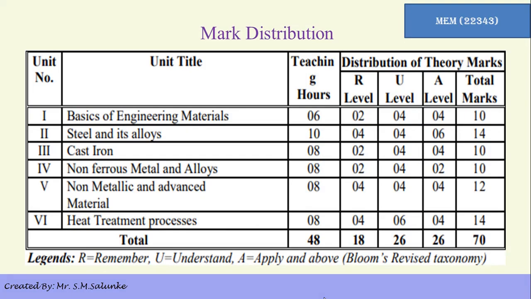Now you can understand the same thing with this marks distribution. You don't have to look into the teaching hours, just go through the distribution of theory marks. As you can see, R, U, A: R means remember, U means understand, and A means apply and above. So the R level is nothing but your easy type of question. For every unit you can see the number of easy questions already mentioned here. For unit number 1, 2 questions will be of easy type, 4 of moderate type, and 4 of advanced or difficult type.